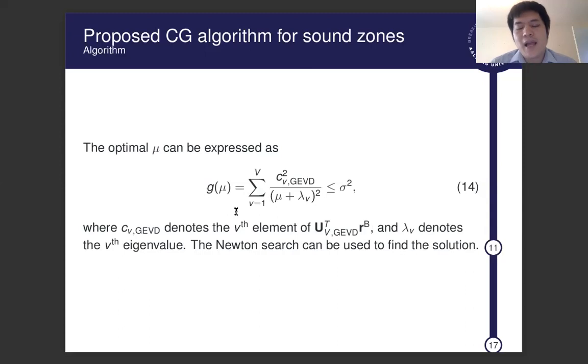Also, if we plug equation 13 into the constraint, we can obtain the optimal mu, that is the optimization parameter, in equation 14. And the Newton search can be used to find the solution.